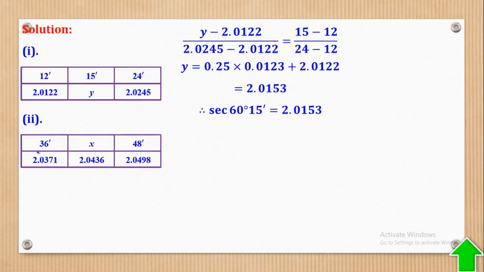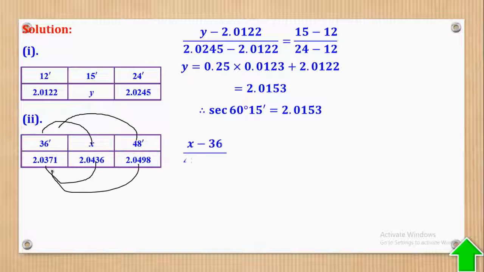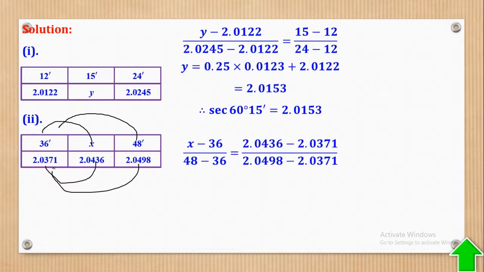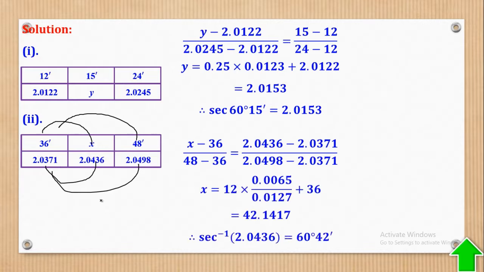So next we shall compare this and this. It is 36, which is smaller, therefore the ratio will be x minus this divided by 48 minus this, equal to this minus this divided by this minus that. So that gives you that part. When I make x the subject, x will be equal to 42.1417. Therefore the inverse of arcsec 2.0436 is equal to 60 degrees 42 prime.